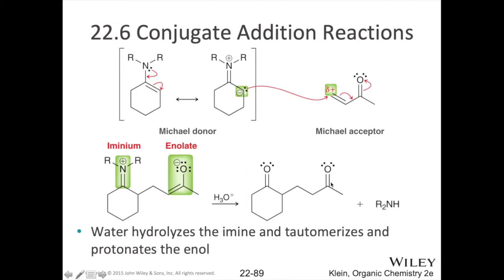Okay, now notice in this Stork synthesis where your keto groups, your carbonyl groups, are in relationship to each other. Actually, in general, with your Michael addition reactions, notice how many carbons we have in between our two carbonyls. Okay, so if we count the carbonyls, we've got 1, 2, 3 carbons in between our two carbonyls.